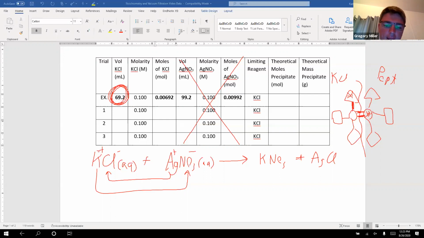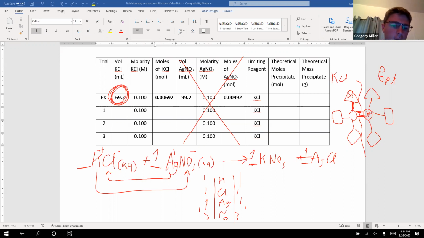So again, make sure you can predict those products. If we go to balance it, one potassium on the left, one potassium on the right, that's balanced. One chlorine, that's balanced. One silver, that's balanced. One nitrogen, that's balanced. 3 oxygen. So everything was already balanced for us, meaning all of our coefficients are just ones. And since they're not written, we don't need to write them in. I'll go ahead and show them for a minute. But everything's 1 to 1.